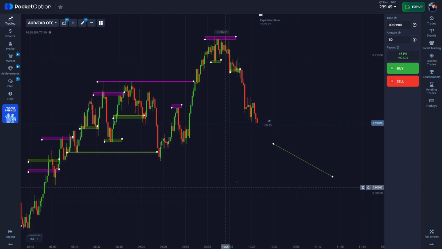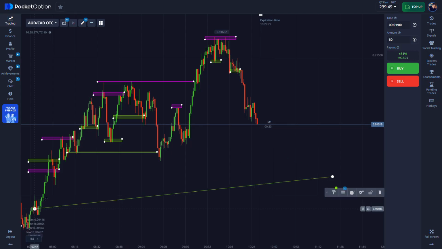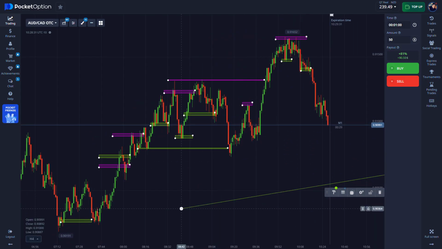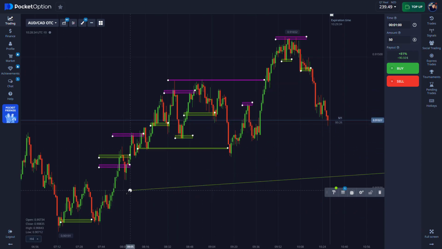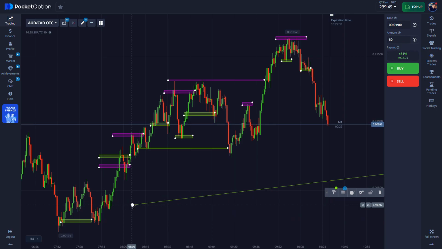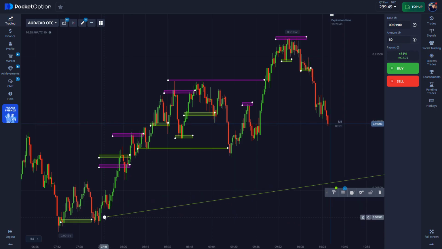These are just examples of some liquidity sweeps. We're in the uptrend. In order for the trend to continue, we need to take out the buyers and take out the sellers at the same time. Let's start from here.